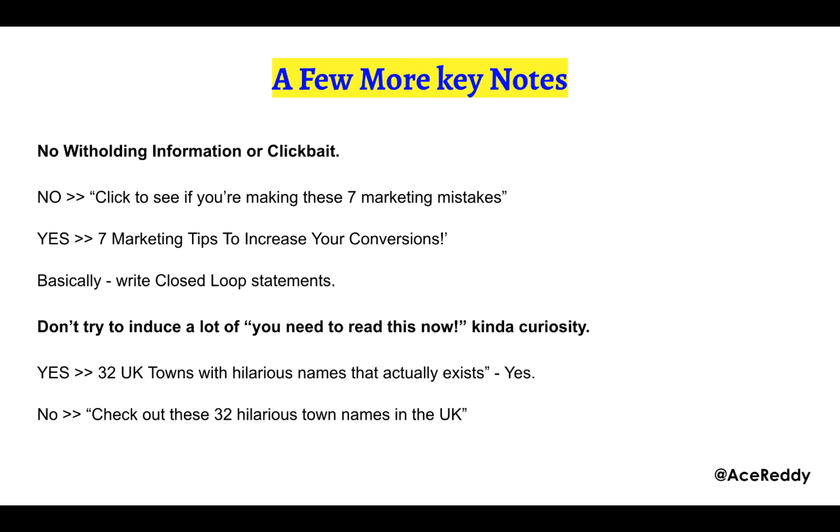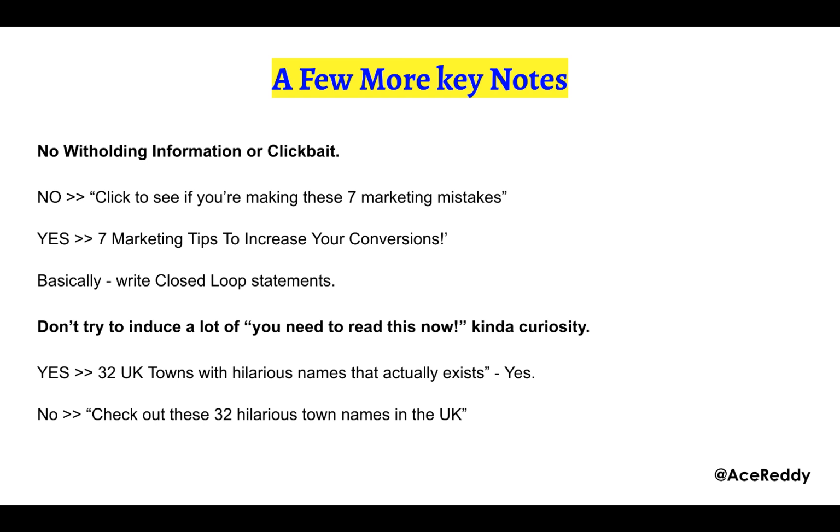So you just got to figure out how to reword things and basically write closed loop statements, right? So instead of that, you could write something like 7 marketing tips to increase your conversions. That's closed loop. People can click on it if they want to click on it. And that's what Facebook wants. They don't want you to create the need to click on it. They want people to have that choice and make that decision on their own. Facebook's essentially being a social justice warrior, honestly.